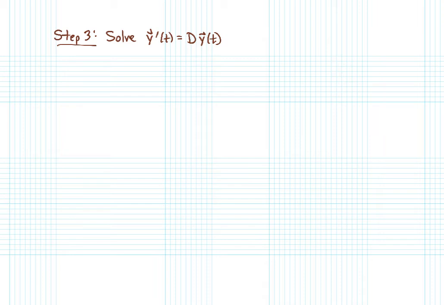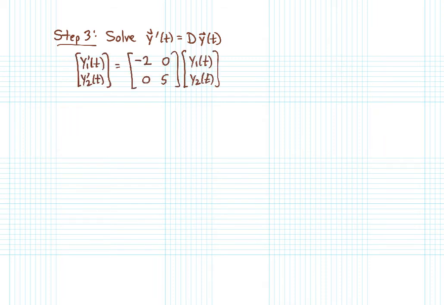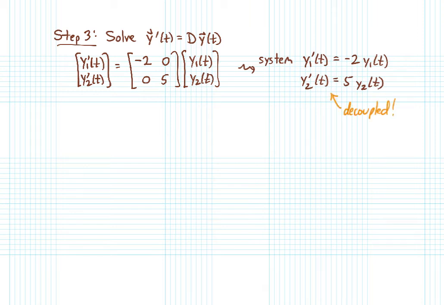The point is that because D is a diagonal matrix, this can be solved directly. If we write out this differential equation in coordinates and do the matrix multiplication, we get a system of equations. In this case, the system is y1 prime equals minus 2 times y1, and y2 prime equals 5 times y2. So there are a couple of things that are great about this system.